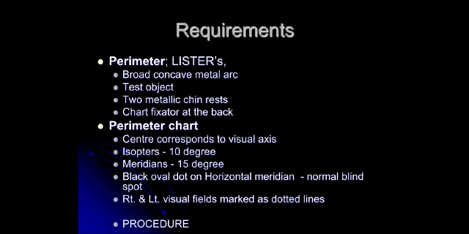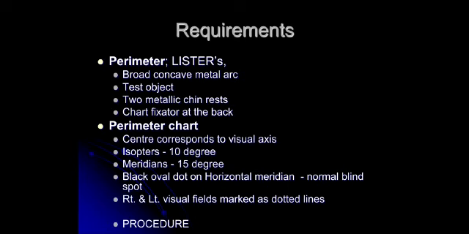The Lister's consists of a broad concave metal arc, which can be rotated around its center, clockwise and anti-clockwise. The metallic arc is graduated in degrees. There is a groove in one limb of the metallic arc into which the test object is fitted. The concavity of the arc faces the subject. The arc rotates through various angles on a pivot in any direction along with the test subject. There are two metallic chin rests at the back of the perimeter. There is an arrangement for fixing the perimeter.